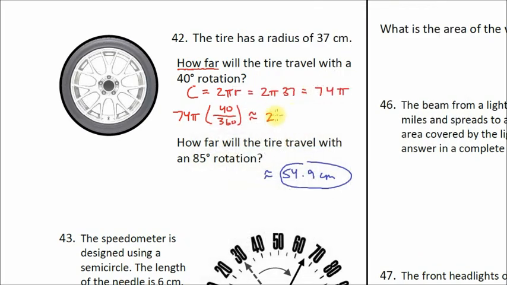So approximately 25.8. And our unit of measure is centimeters. And since it's arc length, it's not centimeters squared, it's just distance. 25.8 centimeters. Go ahead and do the next one on your own. How far will the tire travel with an 85-degree rotation? This is the answer you should get when you work that out.